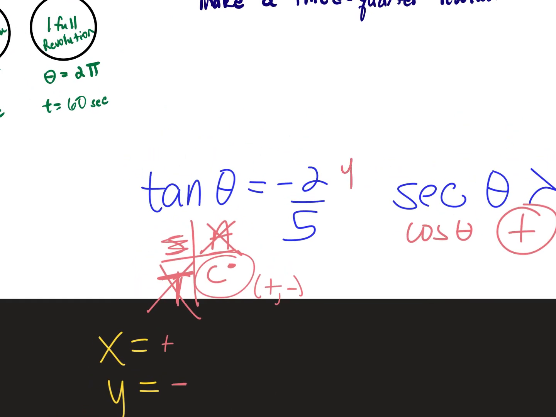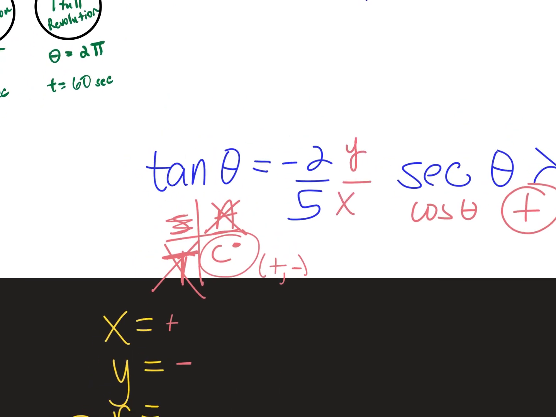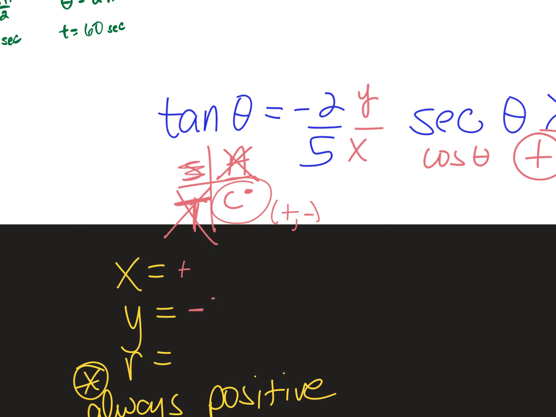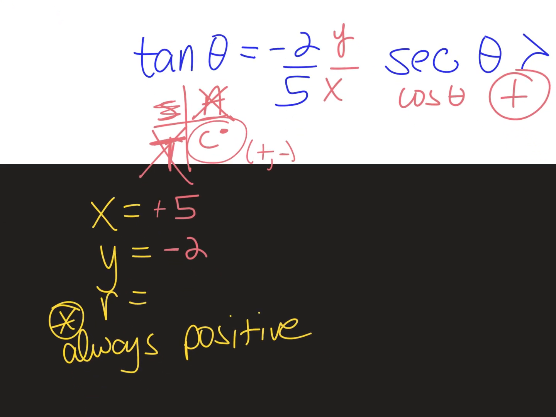Tangent is y over x, correct? So I know my y value is -2, and my x value is 5. If this was in a different quadrant, the signs would be different. The numbers aren't, but the signs would be different. So how do we find our r value?